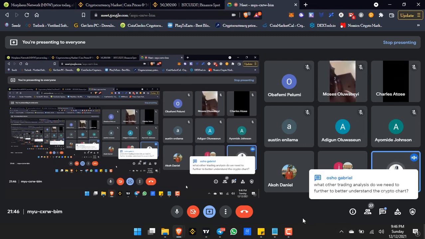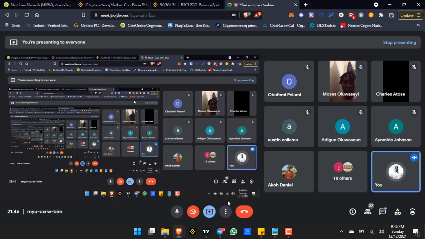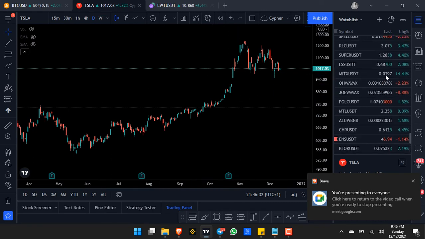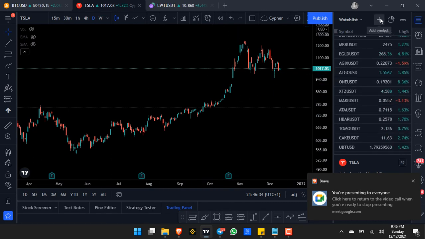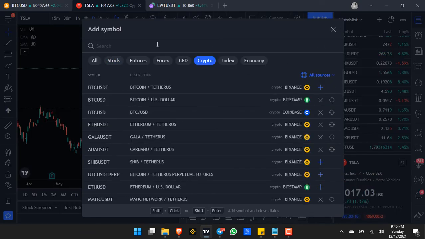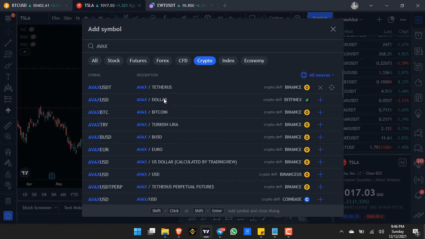What other trading analysis do we do to further the market? You have different pairs in the market. When you go to your TradingView app, you have different pairs. If you want, you can just click on this plus sign. You have it on your mobile too. Just search for any pair. Let's say you're looking for Avas. If you search for Avas here, it will bring out Avas for you.